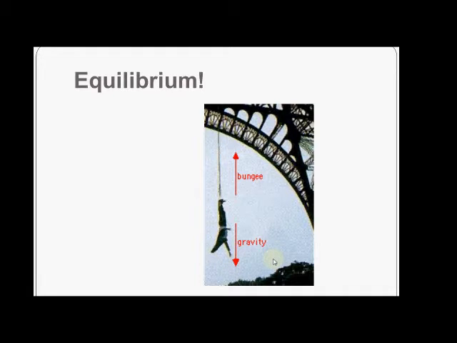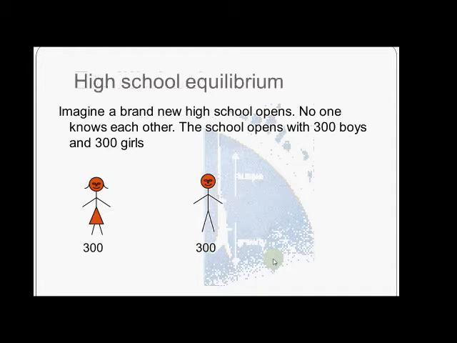And he'll stay that way essentially forever, as long as people are willing to let him hang there and as long as he can stand it. So that's one type of equilibrium. Let's talk about another type of equilibrium.